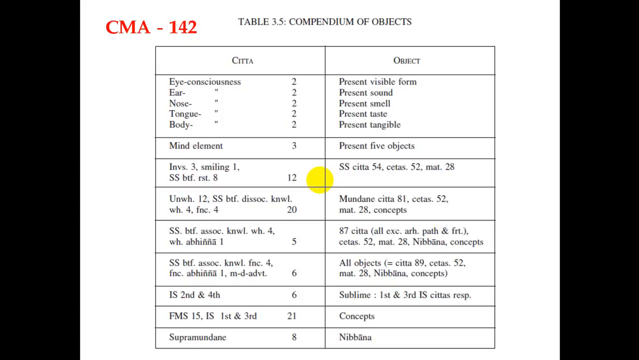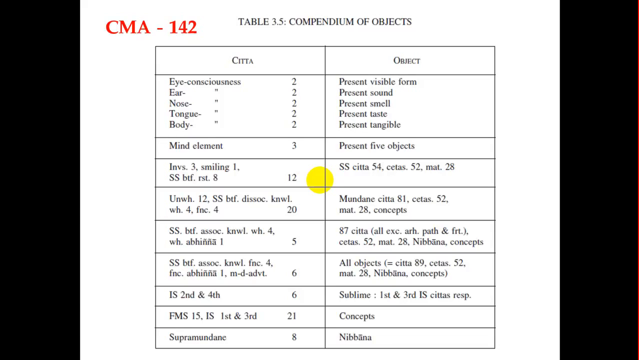Then 6 immaterial jhana cittas, the second and fourth immaterial jhana cittas, take only sublime objects. And 21 cittas, the 15 material jhana cittas and the first and third immaterial jhana cittas, altogether 21, take only concept objects. 8 supramundane cittas take only the Nibbana object.